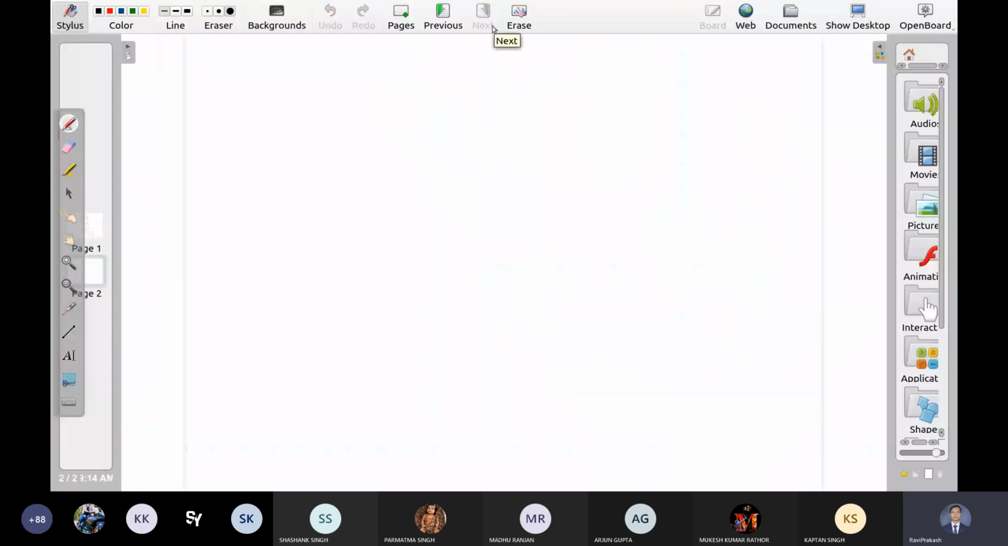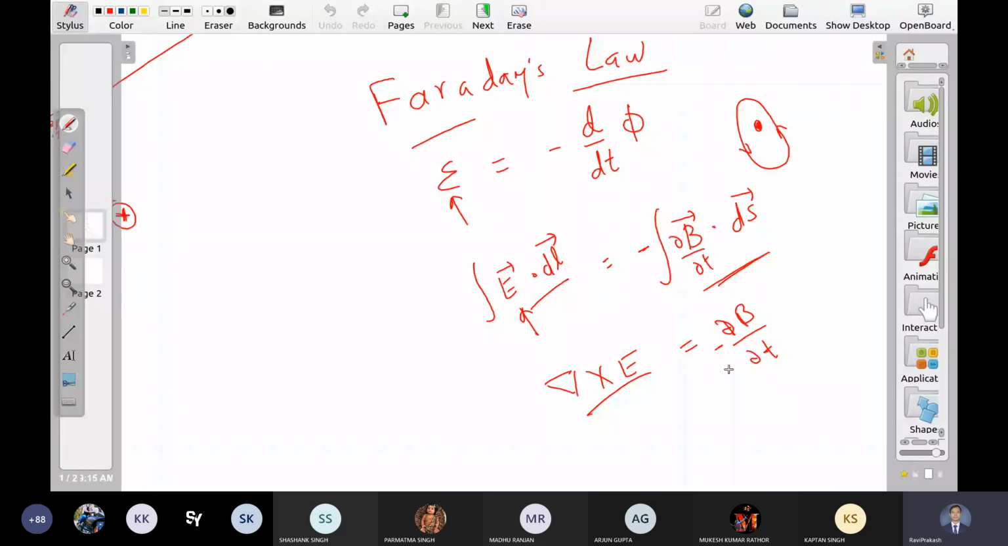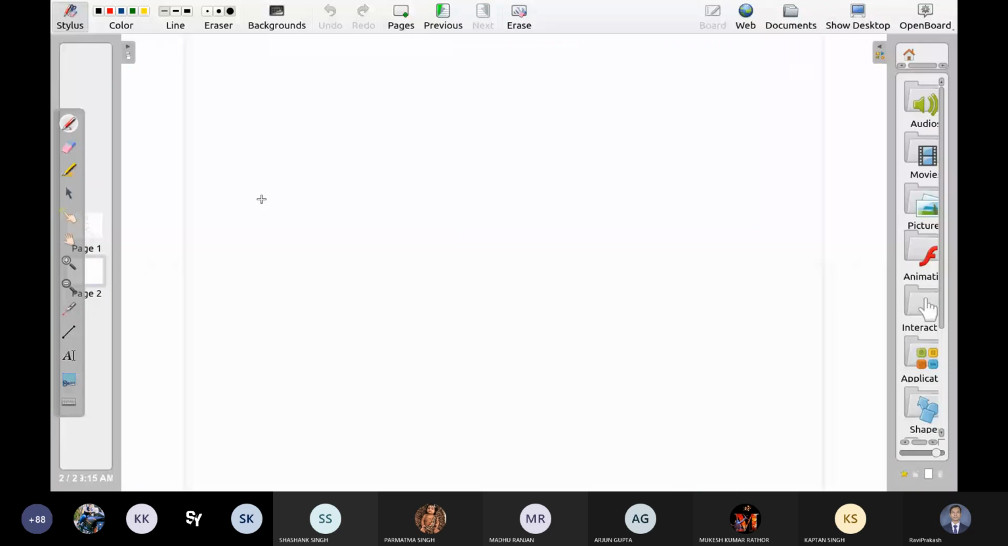This equation will come maybe after 1 month. This is in your syllabus, so don't worry about it. We will discuss the Faraday law in detail. This is quite easy. There is nothing to worry about.